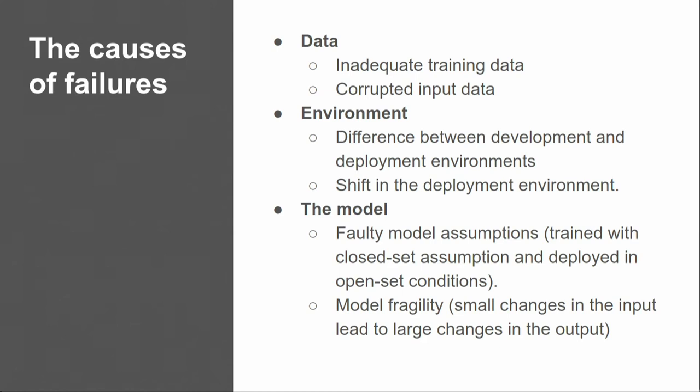From the model point of view, the model assumptions sometimes can be broken. I will talk about closed set and open set conditions, which is a really serious issue in robotics. And model fragility, where a little bit of change in the input will give you a different output. And I think you have heard about this from multiple people.